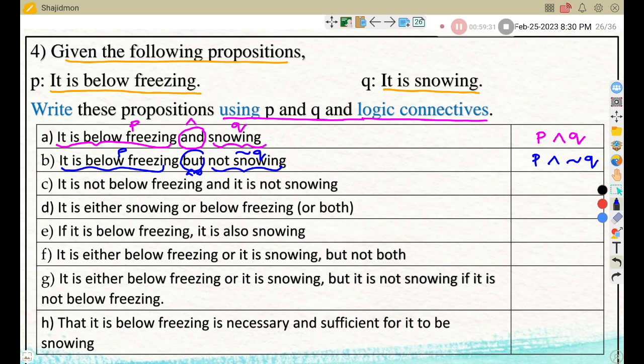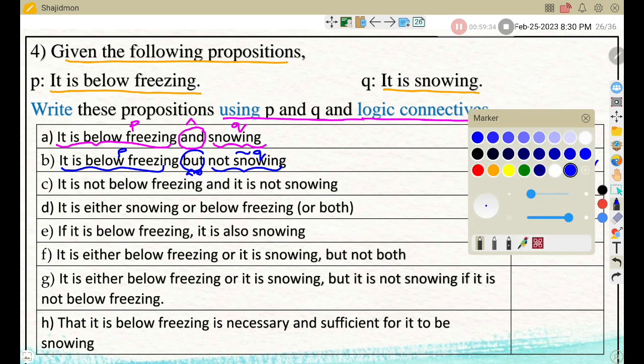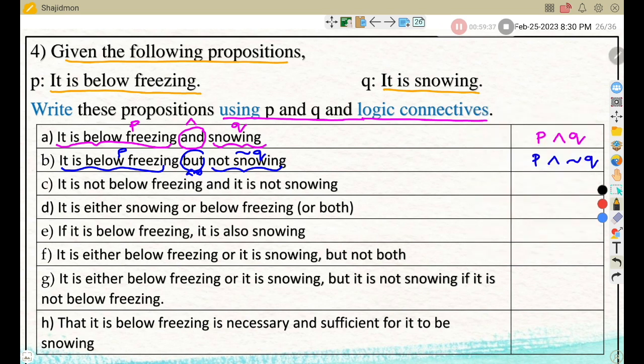Now the C part of the question. What is the C part actually? It is not below freezing. Not below freezing means negation of P. Below freezing means P, so not means negation P. And see, the and symbol. It is not snowing, negation Q. So what can we write? Negation P and negation Q. Correct? Negation P and negation Q. Hope you understood that one. It is easy. Read the line one or two times so that you can easily understand.